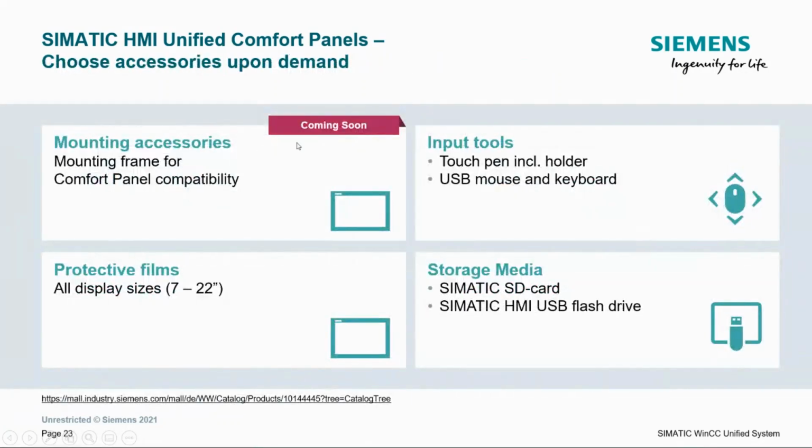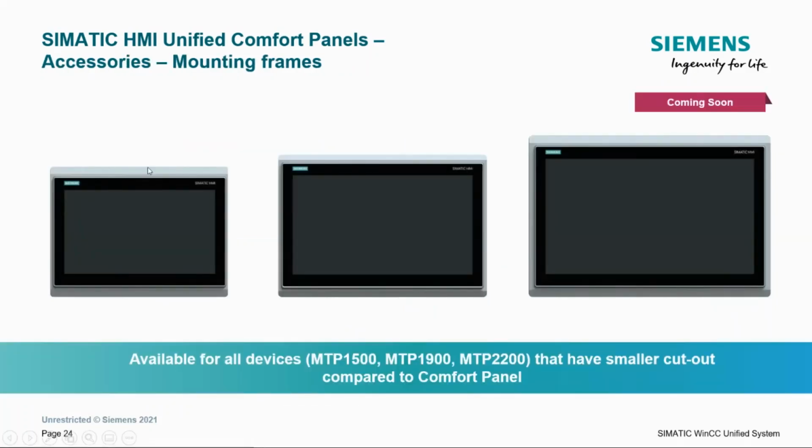So here's that coming soon thing. But this is for the frame. Tools like a pen holder, USB mouse, keyboard for the panel, well, the panel actually, I'm sorry. And then if you want to put protective film over the screen for all the different sizes, SD cards and USB flash for storage. So these are the frames here. You can see around here that they'll mount to the front of a panel, etc.